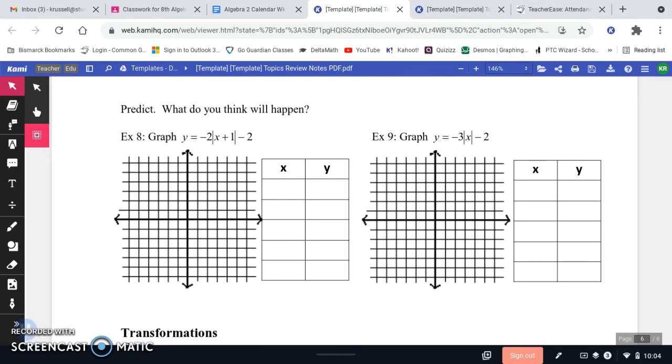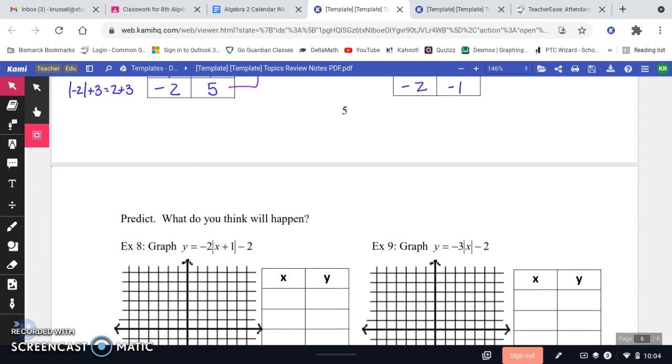So those of you, especially if you went on the FFA field trip, or I know there's a couple of students I have that are quarantined, and if you missed class, this is a good one to get caught up on. Okay, so we've been talking about absolute value graphs.